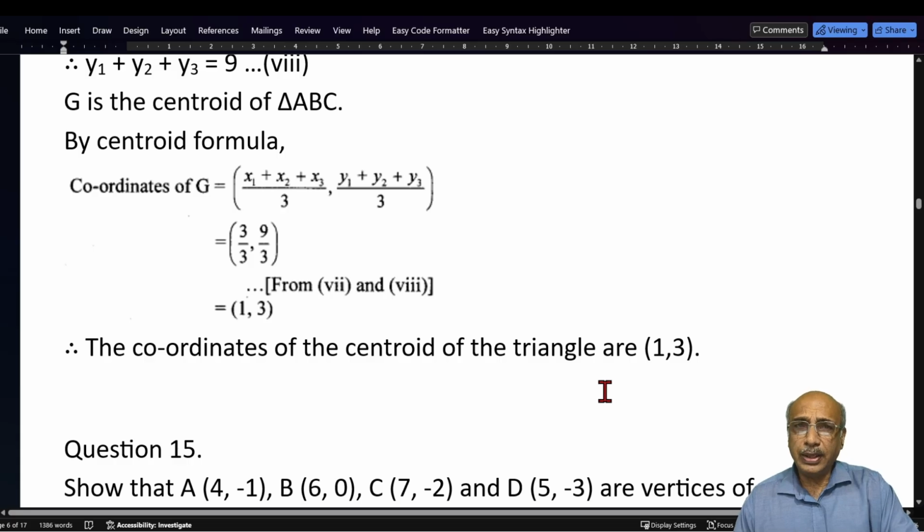The problem is very easy, only a little bit more steps are there. But once you understand the method, you can work it out step by step.